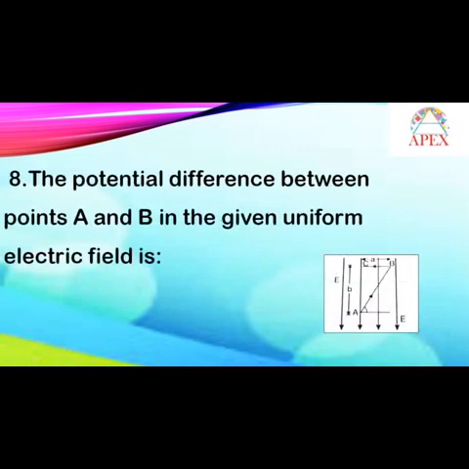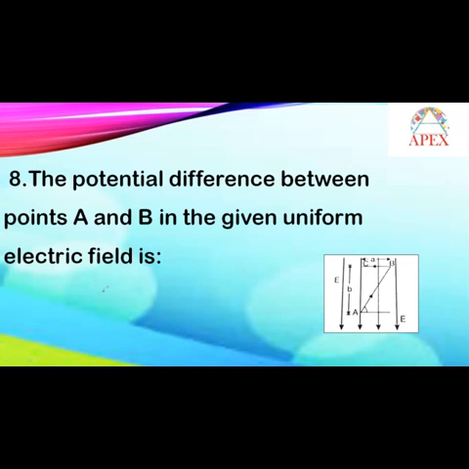Question number 8. The potential difference between points A and B in the given uniform electric field is. Here the uniform electric field is in the downward direction. In this particular diagram, along the downward direction there is some uniform electric field, and points A and B are given at different points like this. In this particular case, they are asking us to calculate potential difference only.